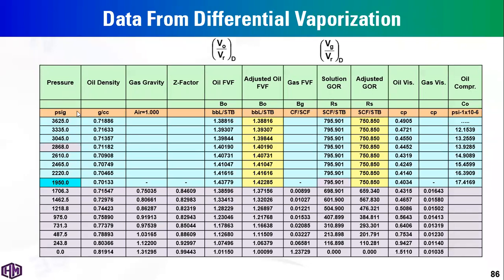Again, we have pressure against oil and gas properties: oil density, oil formation volume factor, the solution gas oil ratio, oil viscosity, and so on. Similarly, gas gravity, Z factor, gas compressibility, and gas viscosity, and so on.